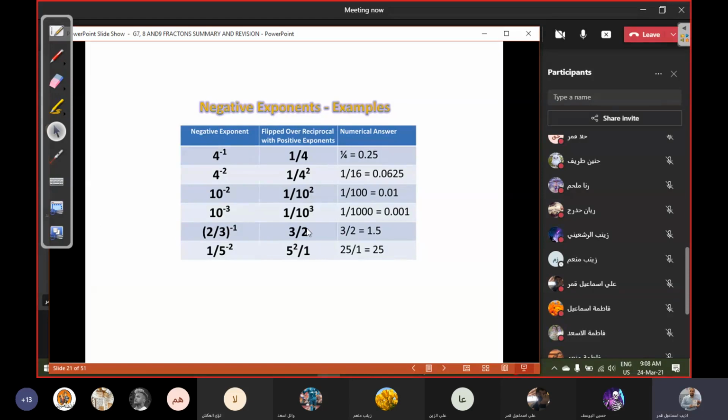Okay, a few more examples of these. 4 to the power minus 1 equals 1 over 4. 4 to the power minus 2 equals 1 over 4 to the power 2. 10 to the power minus 2 equals 1 over 10 to the power 2. 10 to the power minus 3 equals 1 over 10 to the power 3. 2 over 3 to the power minus 1 equals 3 over 2.